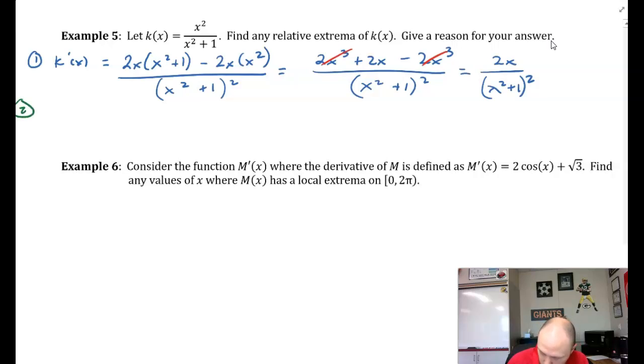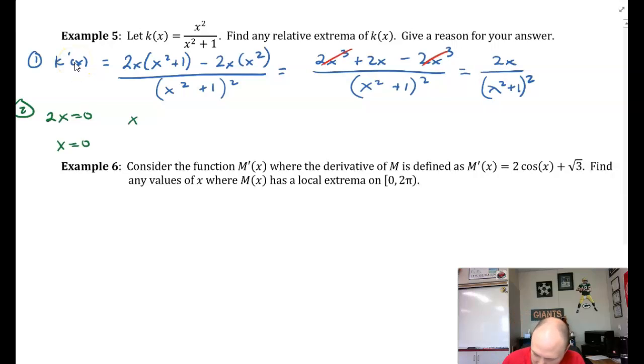Okay, this is step 2. Where is k prime of x equal to 0? And that's just going to be our numerator. I'm just going to take the numerator and set it equal to 0. So at x equals 0, it is equal to 0. As well as, where is our k prime, where is the derivative, undefined?